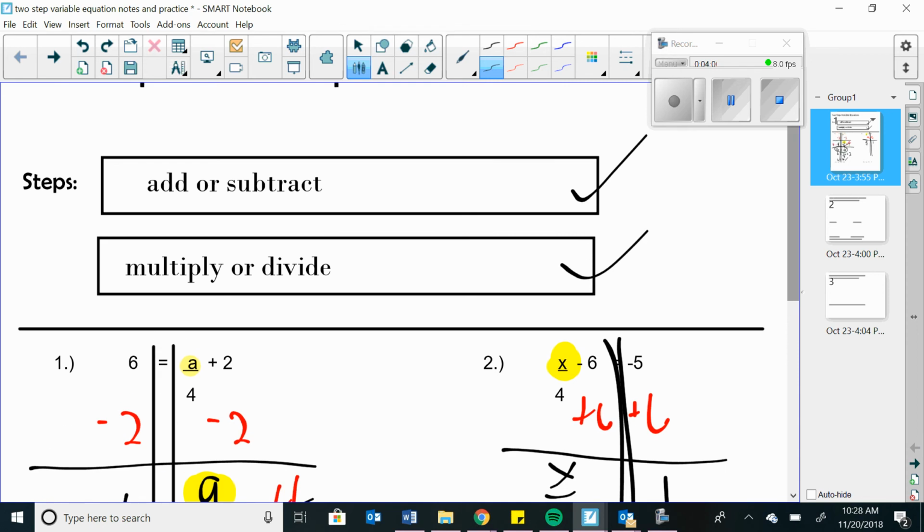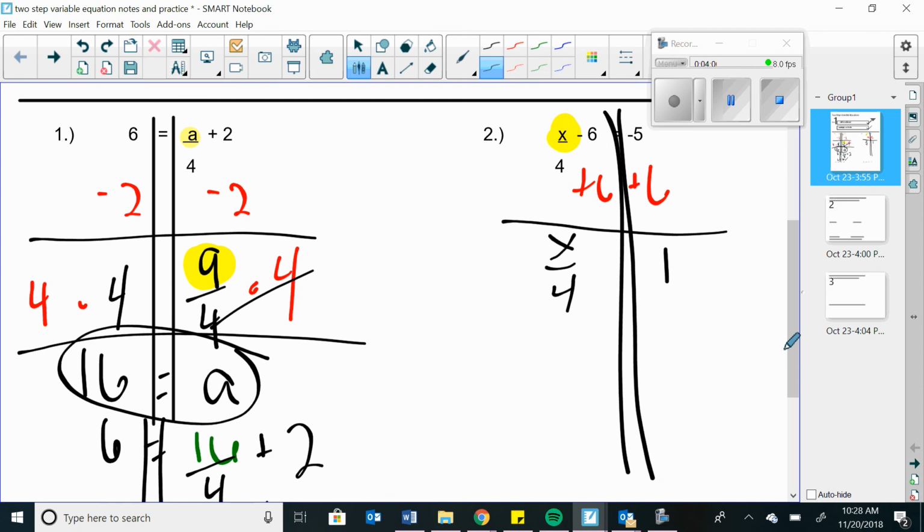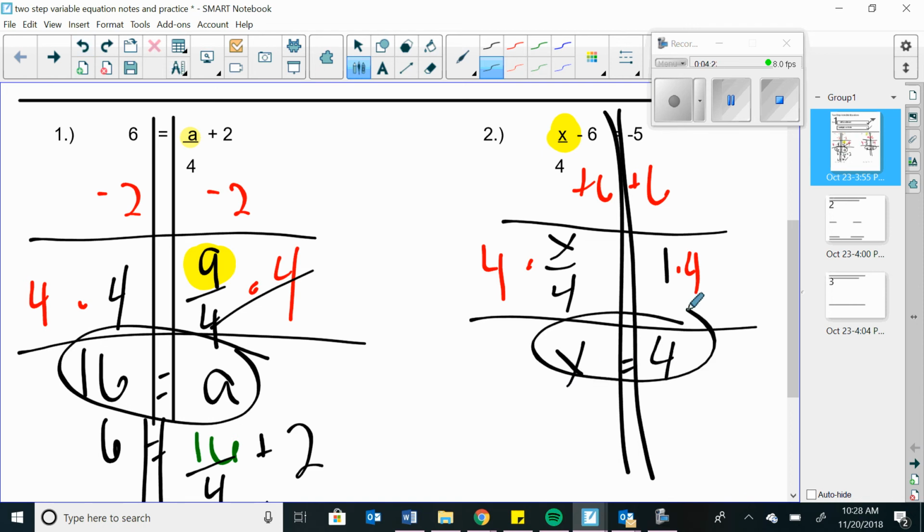Okay, so our first step we already did. Plus or minus, we plussed. So now we have to multiply or divide. Well, I see that we have divide by 4, so we need to times 4, times 4. Kind of cancels each other out. I have X, and 1 times 4 is 4. So X equals 4.